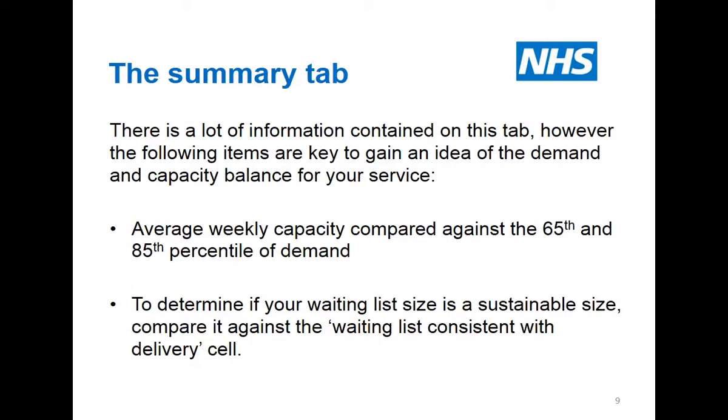The Summary tab does exactly that. It summarises your information. There is a lot of information contained in this tab. However, only a few of these cells are required to gain an idea of the demand and capacity balance in your service. To determine if there is sufficient capacity to deal with what's coming through the door, look at your average week capacity compared against the 65th and 85th percentile of demand, minus your ROT rate. To determine if your waiting list size is a sustainable size, compare it against the waiting list consistent with delivery cell. Unless otherwise specified, using the switch on the sheet, all figures provided on this page will be in points and not patients.